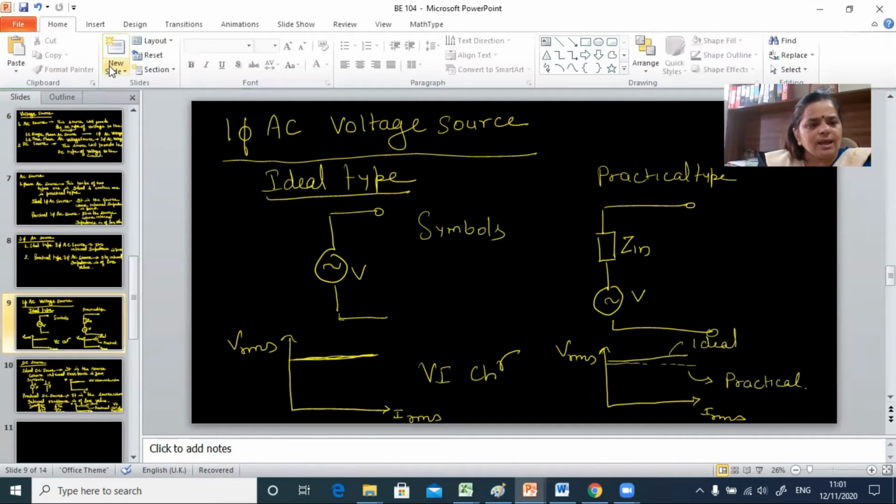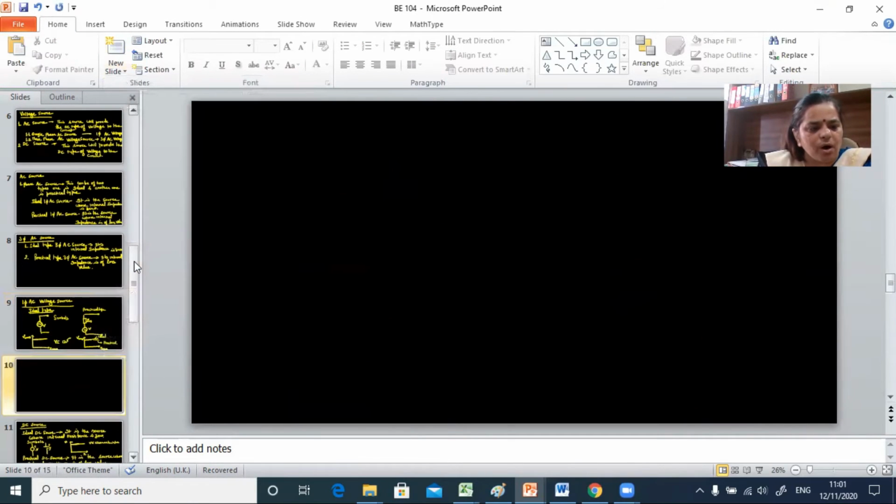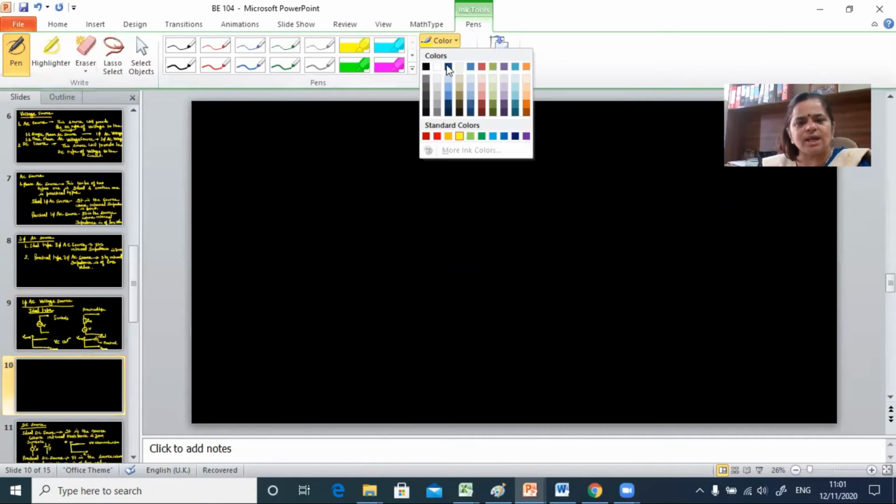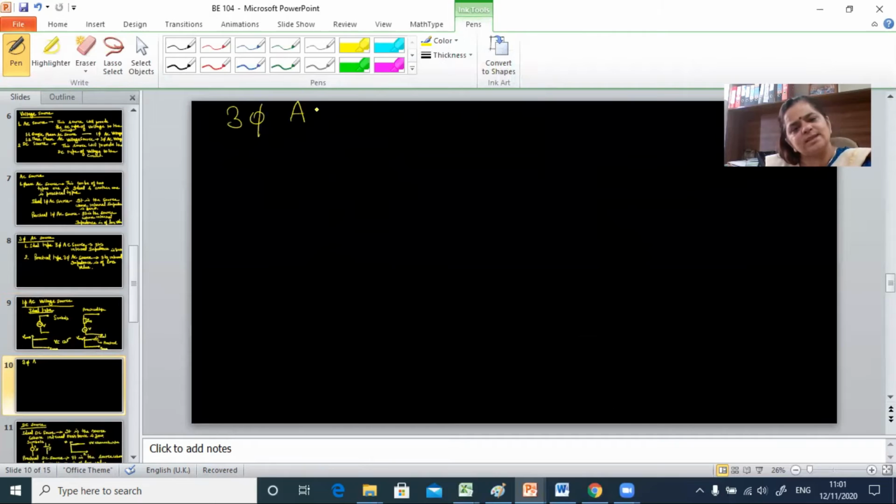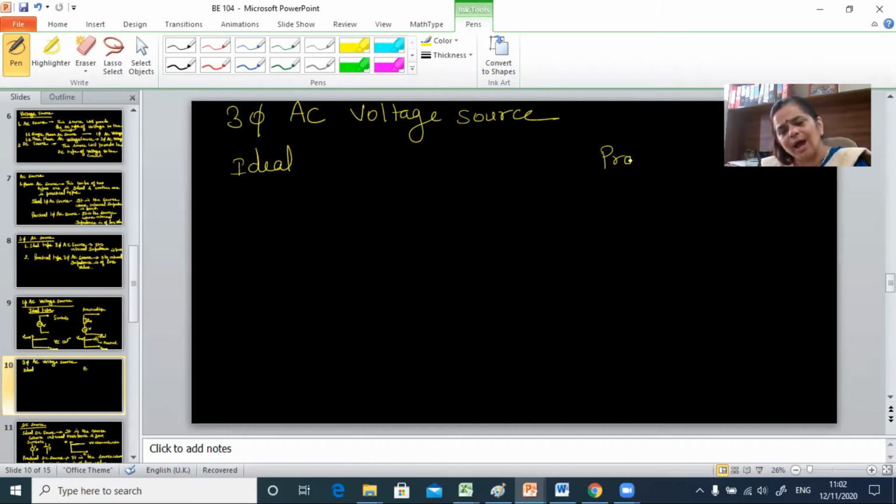Now similarly, I can draw the symbol for three phase also. So the next is the three phase AC voltage source. It is also of two types. One is an ideal type. So ideal, and here I will make the symbol and characteristic for practical.